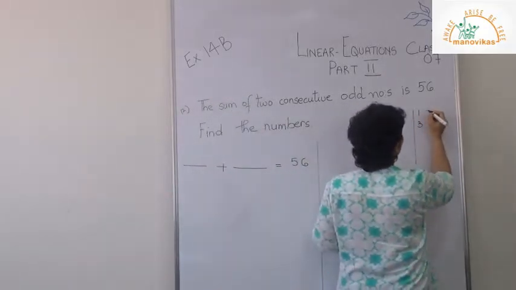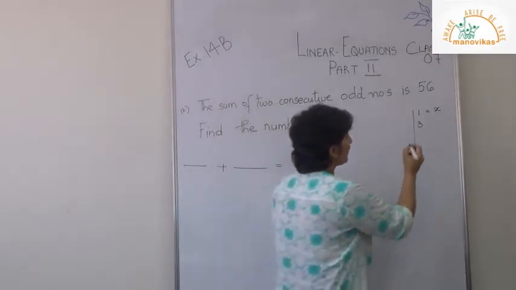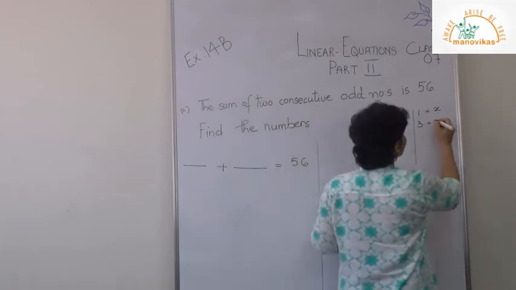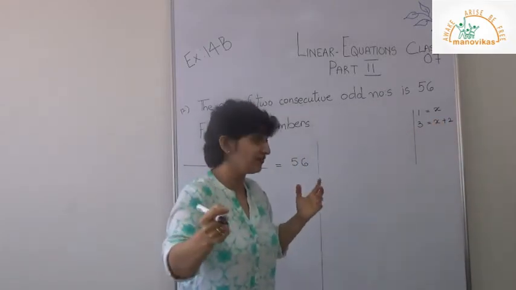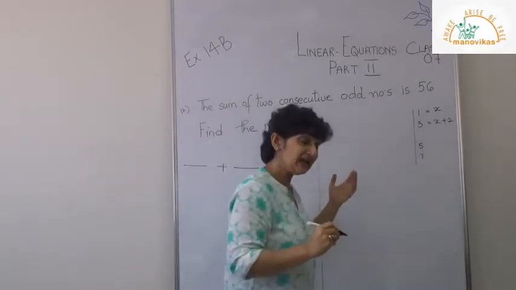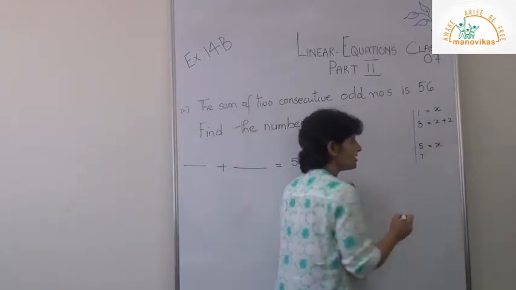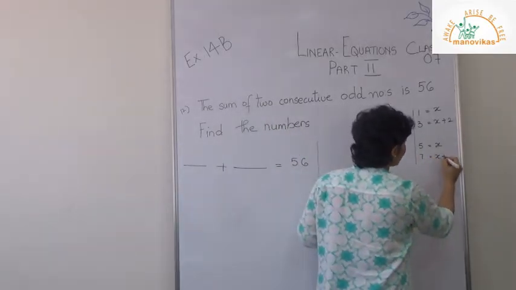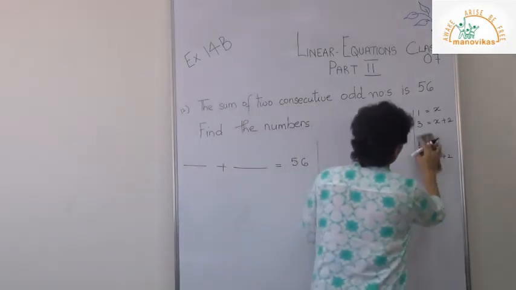So suppose if I say let 1 be equal to x, how do I get 3, children? 1 plus 2 would give me 3, correct? So x plus 2 would give me 3. Does this work out for everything? Like for example, if I had taken 5 and 7, if I take 5 as x, 5 plus 2 would give me 7. So this again would be x plus 2. So you know this works out for everything.